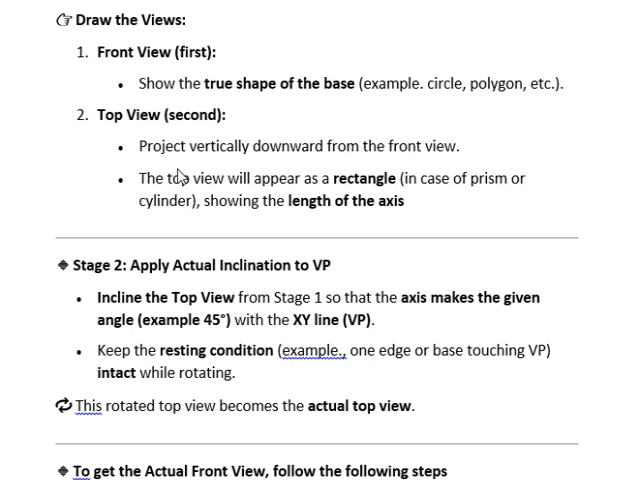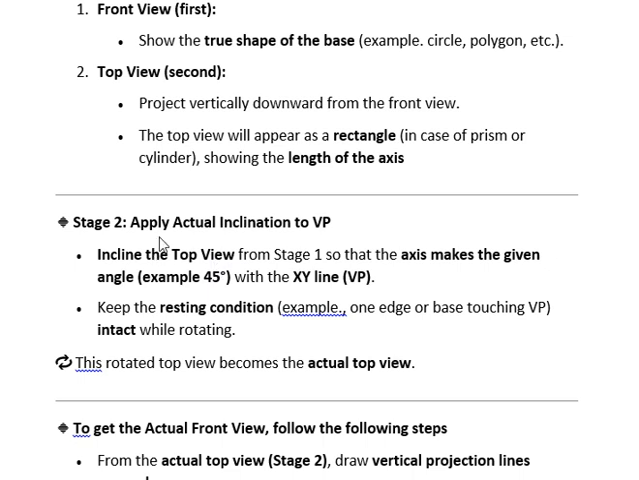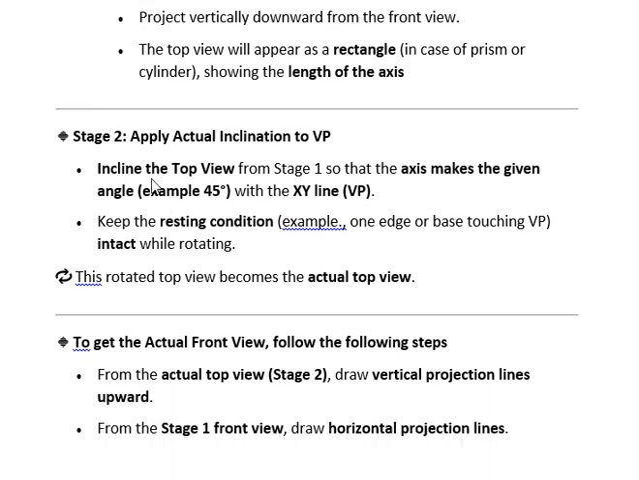shapes suitably. What we have to do in stage 2 is apply the actual inclination to VP. Incline the top view from stage 1 so that the axis makes the given angle. Example, the axis of the solid is inclined at 45 degrees. So the first step, the stage 1 top view has to be tilted for 45-degree inclination with respect to the reference line, that is the XY line.